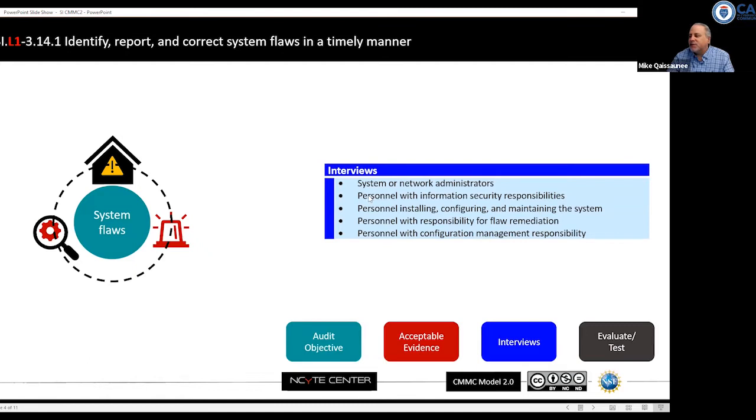System or network administrators. Usually that's at the bottom of the list, but in this case, it's at the top of the list. But anyone with information security, the person responsible for installing, configuring, and maintaining the system. And again, someone responsible for flaw remediation and personnel with configuration management responsibility.